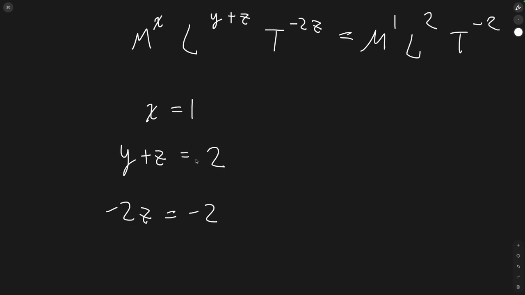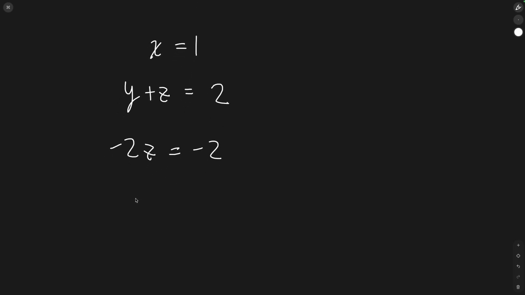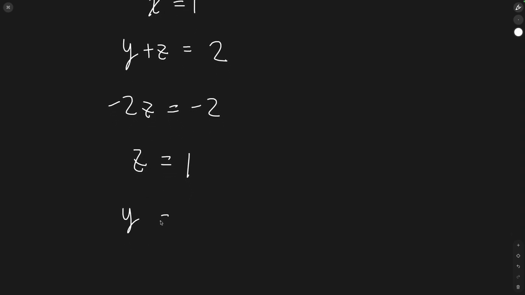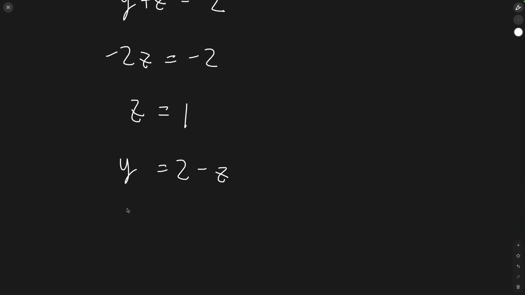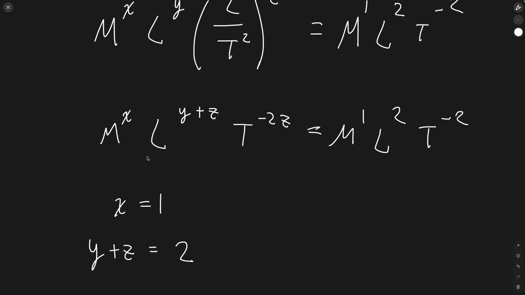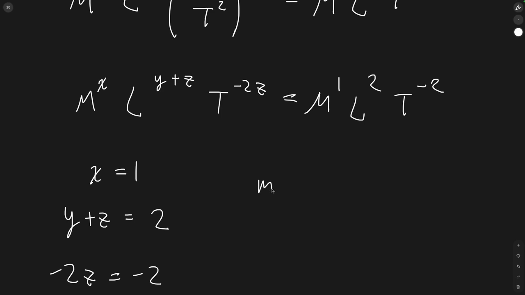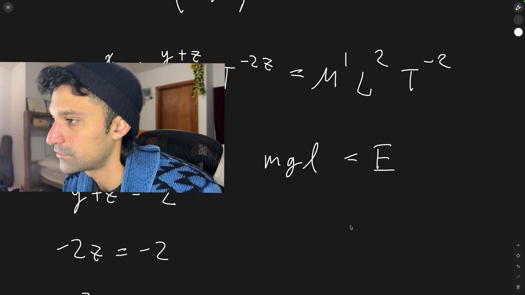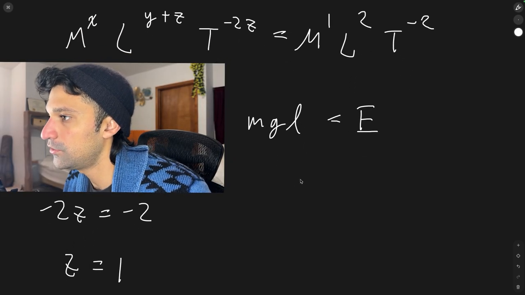So we have our x. Let's find z here. Z is positive 1, and then y equals 2 minus z. That means y equals 2 minus 1. That means y is also 1. So it looks like they're all 1. So when it comes to mgL, raising each one to the first power gives you mgL, right? So again, this is pretty close, right?